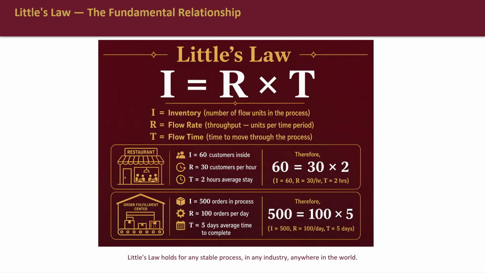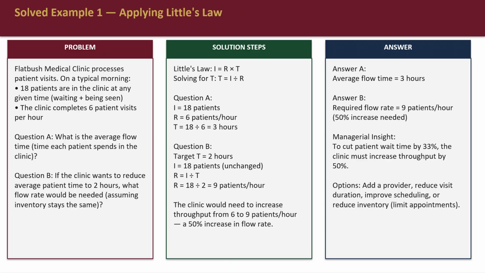If you know any two of the three metrics, you can compute the third. Know how many customers are in the system and how fast you serve them, and you know how long they wait. Know the wait and the crowd, and you know your throughput. Treat this not as a formula to memorize, but as a diagnostic tool you can use on a real operation. Let's put the law to work.